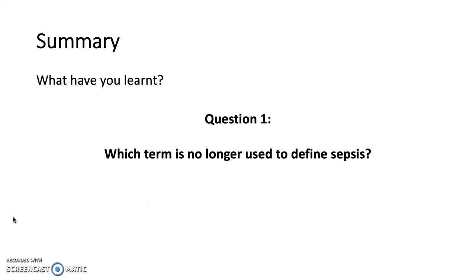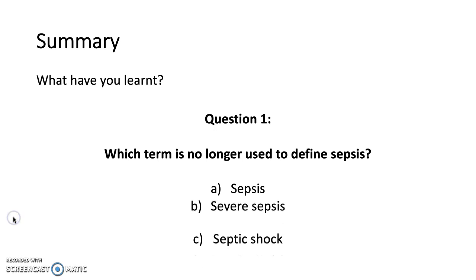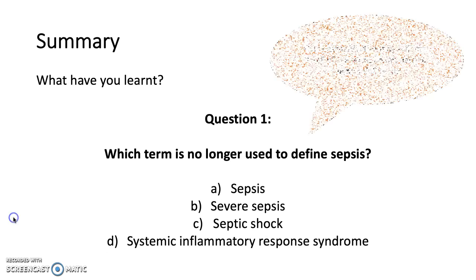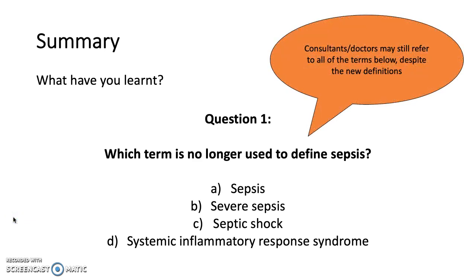So to finish this sepsis video, we will go through a few more questions. Question 1. Which term is no longer used to define sepsis? A. Sepsis, B. Severe sepsis, C. Septic shock, or D. Systemic inflammatory response syndrome? Consultants and doctors may still refer to all of these terms despite the new definitions. The correct answer is B. Severe sepsis. This definition has been made redundant since 2016.